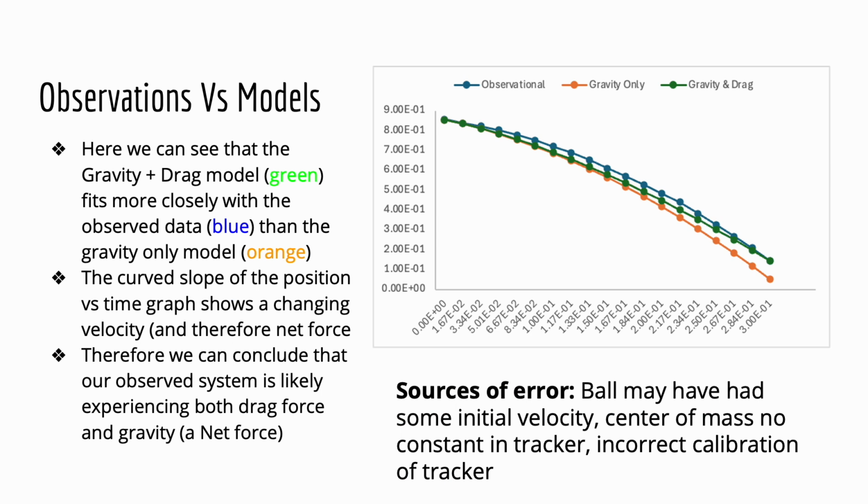Here we can see that the gravity and drag model, given in green, fits more closely with the observed data given in blue than the gravity-only model given in orange. The curved slope of the position versus time graph shows a changing velocity, and therefore a net force that is non-zero. Therefore, we can conclude that our observed system is likely experiencing both drag force and gravity due to more closely aligning with the gravity and drag force model, and is experiencing a non-zero net force since the velocity is changing. Possible sources of error may include the ball having an initial velocity other than 0, center of mass not being constant in Tracker, and incorrect calibration of Tracker.